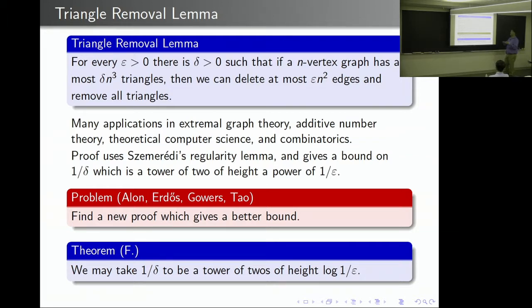And if there was any triangle that remained, the 3 vertices, the edges between them, would go between parts that are both dense and regular, and you get a lot of triangles using a counting lemma for triangles. And the question that's been asked many times is to find a new proof which gives a better bound. And the only improvement we have, instead of getting a tower of 2s of height a power of 1 over epsilon, the tower height has been improved from a power of 1 over epsilon to logarithmic in 1 over epsilon. It's still a tower bound, and it's very large.